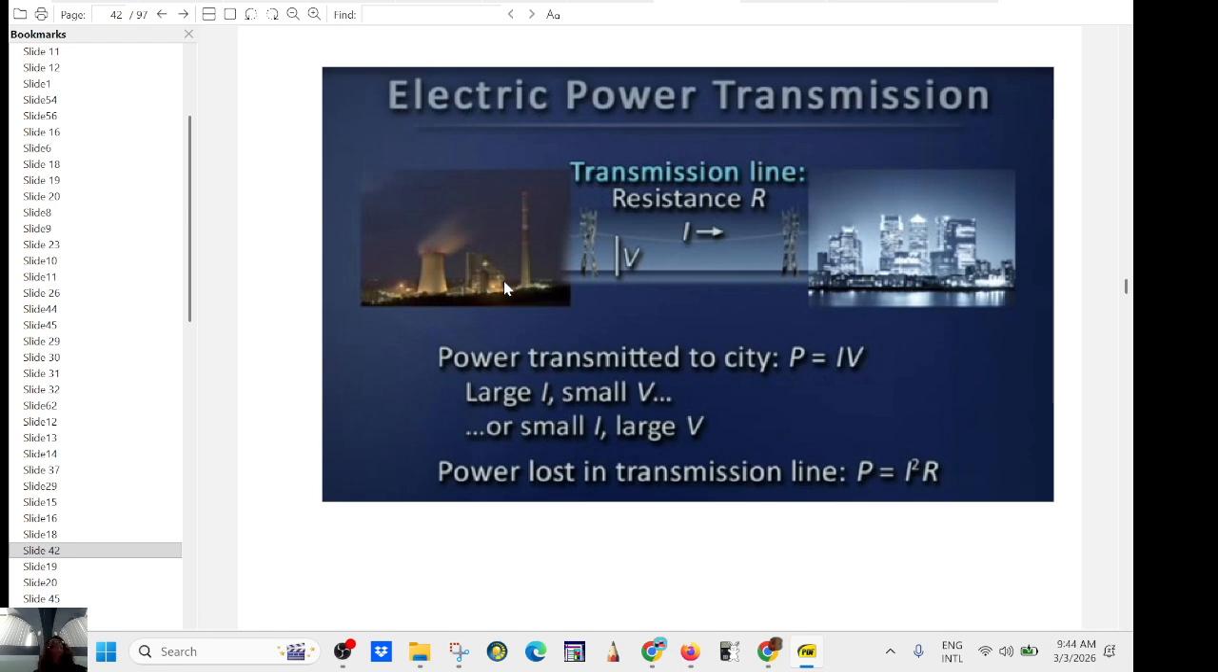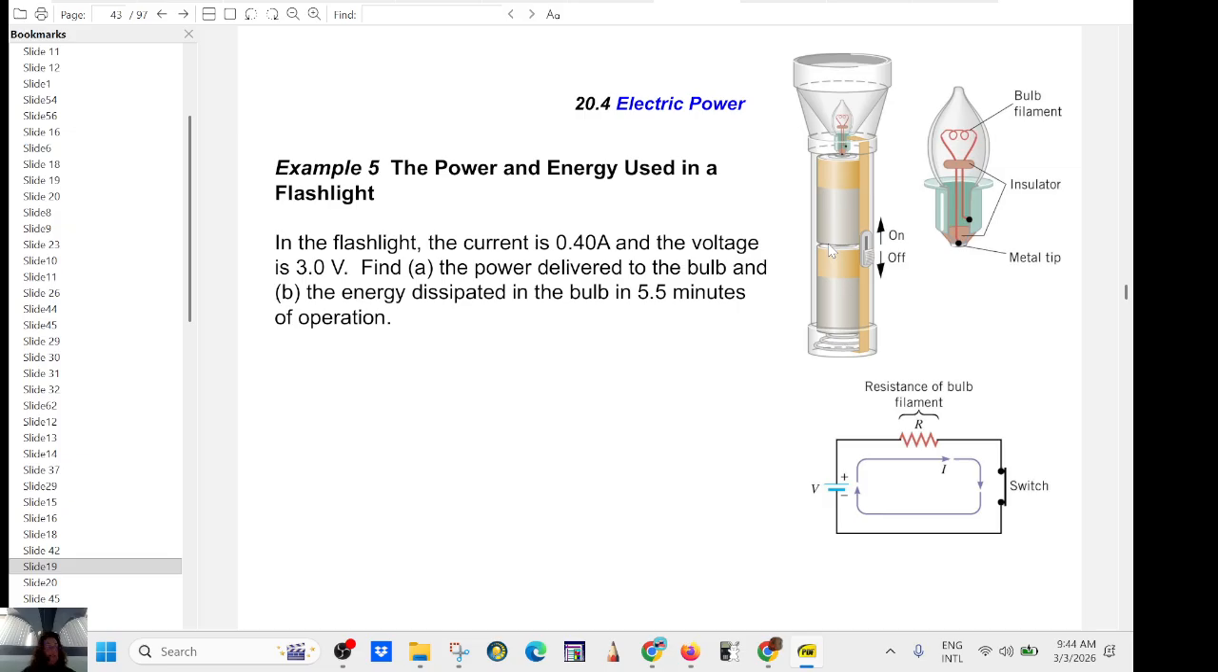So you need some kind of transformer to boost the voltage up. Is that clear? You want very high voltage, and then when you get to the city, you go down to 5,000 volt and then down to 120 volt. Okay, so here it's super easy.